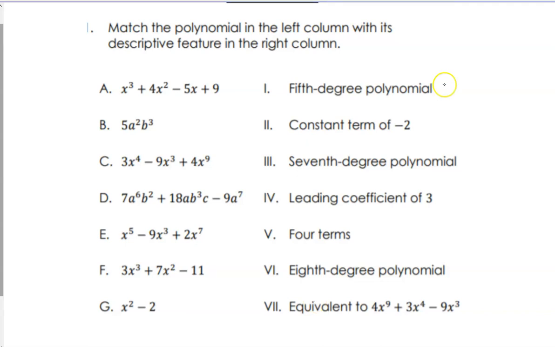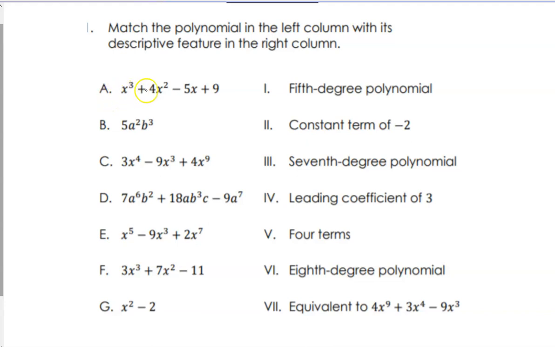So I'm actually going to start from the right side. I'm going to start with the key feature and then see if I can find it in the polynomials on the left. So the first one I'm going to look for is a 5th degree polynomial. That means the highest degree is going to be a 5, okay?